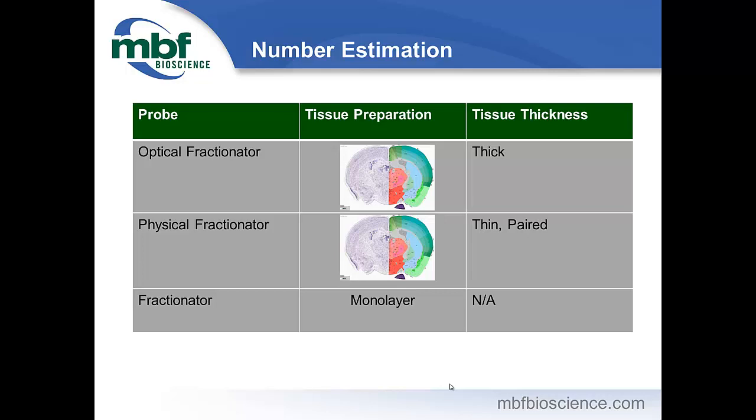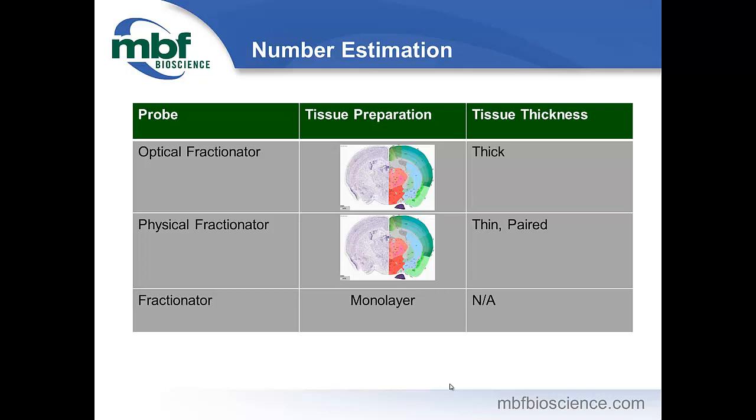So if you can get thick sections, you can use this efficient optical fractionator. The physical fractionator is similar to the optical fractionator in that you can prepare your tissue in any orientation that you would like. However, you do need thin sections, and they must be paired.